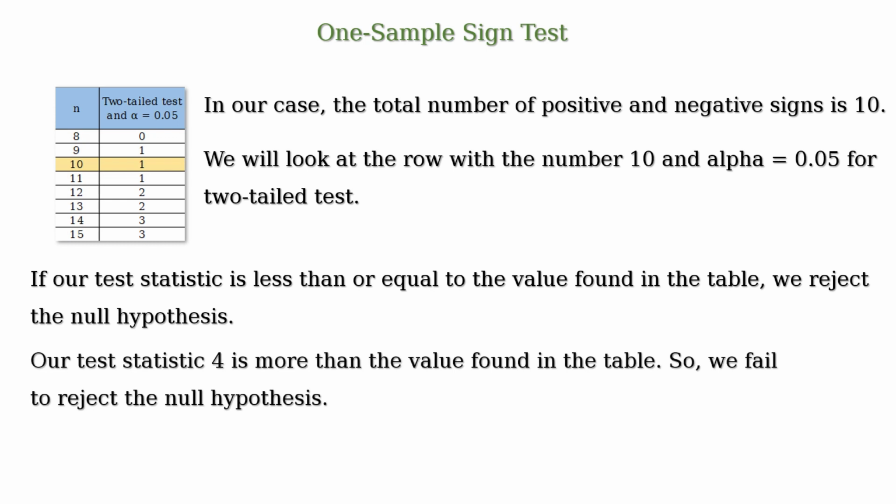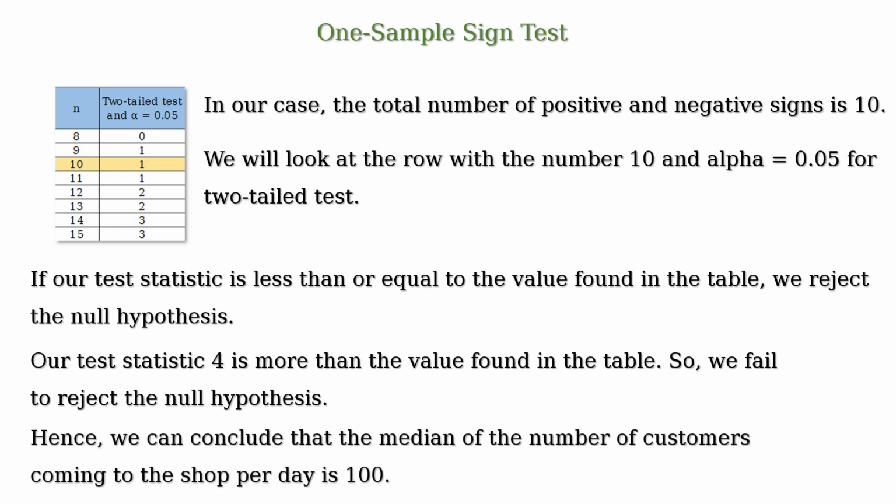So, our test statistic 4 is more than the value found in the table. So, we fail to reject the null hypothesis. Hence, we can conclude that the median of the number of customers coming to the shop per day is 100.